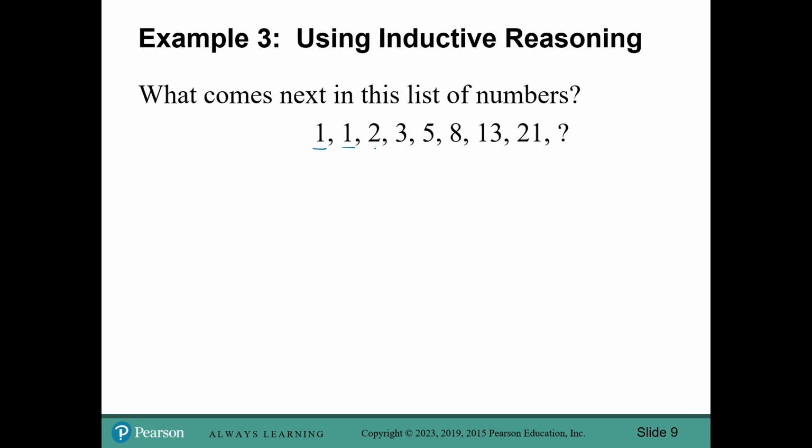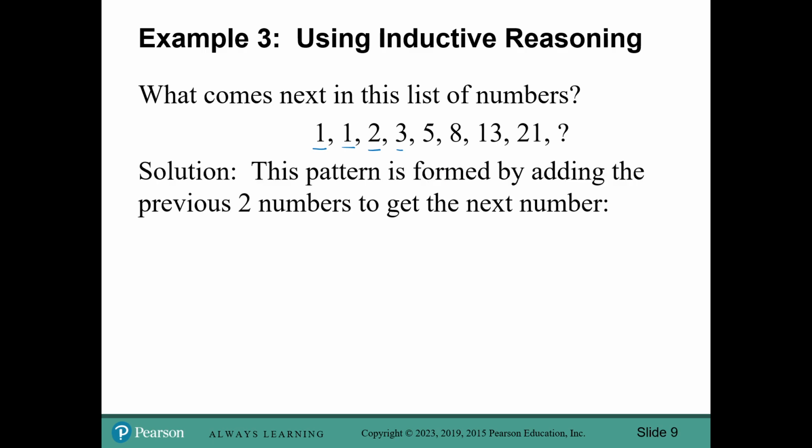But then by the time we get to the third number, it does increase, and then it increases some more, but the increase gap here still isn't the same. So what is going on? The pattern is formed by adding the 2 previous numbers to get the next number. So let's look at this.